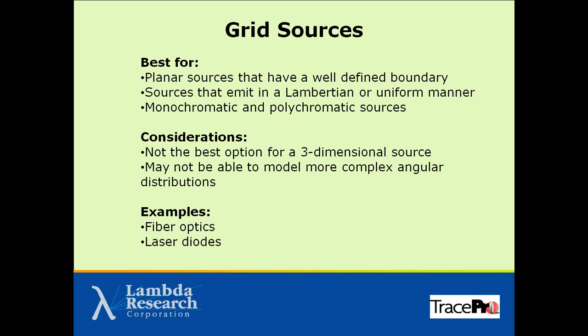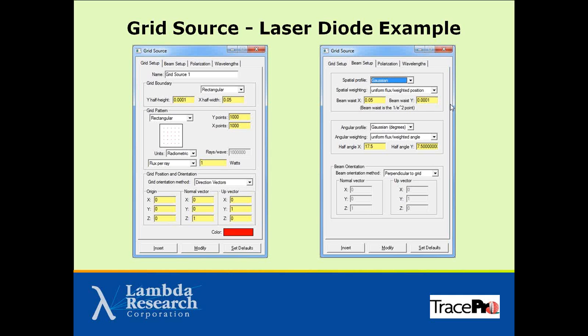Some good examples of sources that lend themselves well to a grid source would be the output of a fiber optic or a laser diode. Here we have a setup example for a grid source for a laser diode. I'm just going to turn my pen on here. We can define an X and a Y half width. We can define a grid pattern. In this case, rectangular makes sense.